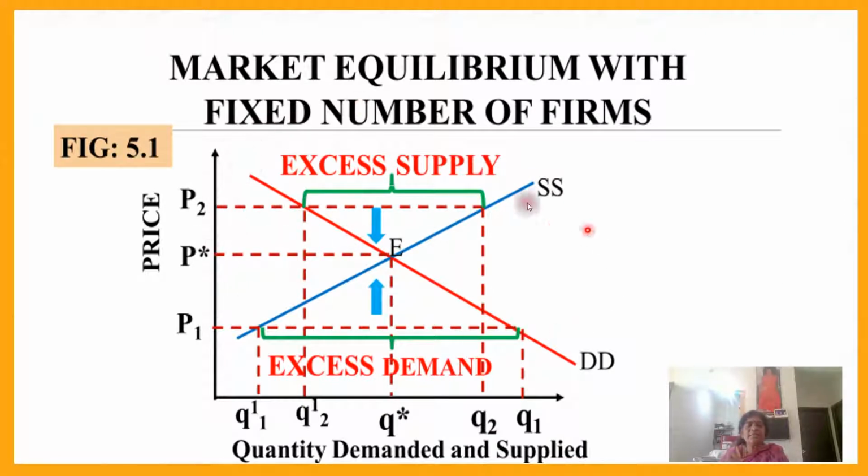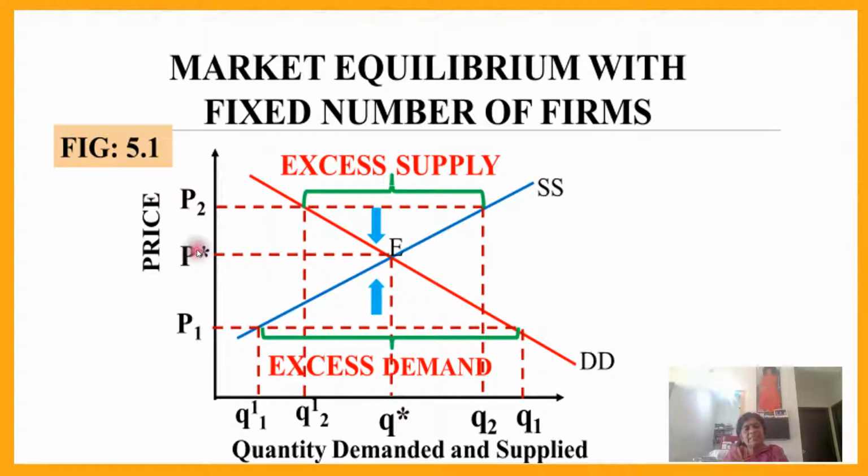As you see in this diagram, you are all aware of the excess supply and excess demand concepts from my previous discussion. In this diagram, I am going to explain how, in a market with a fixed number of firms, equilibrium is maintained when there is excess demand or excess supply. Along the x-axis, we measure quantity of demand and supply. Along the y-axis, we measure prices.